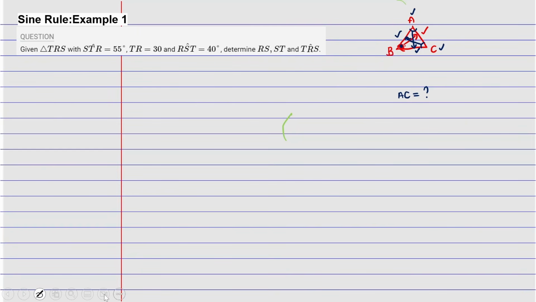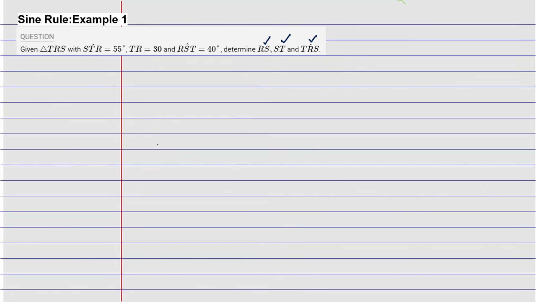Let me just erase this mess that I just created here. Let's just talk about it so that you can see it in action. It tells you triangle TRS, with the angle STR equal to 55 degrees, and TR is equal to 30 units. Then they tell you RST is equal to 40. We need to determine PS, ST, and this angle.